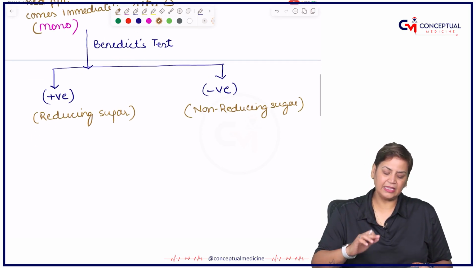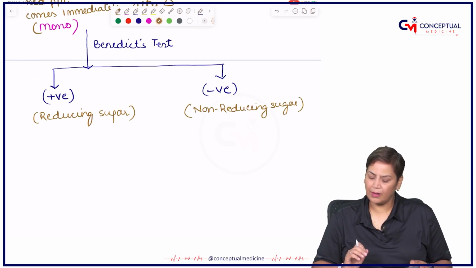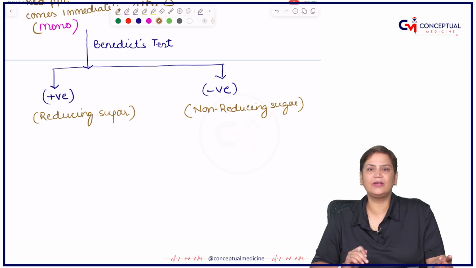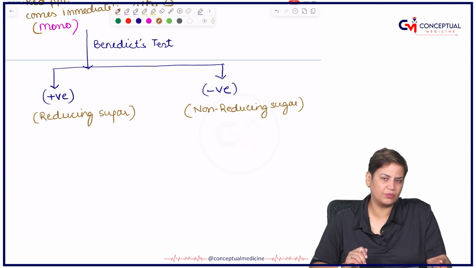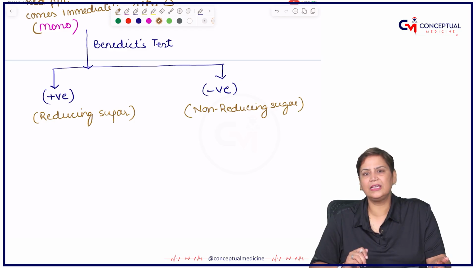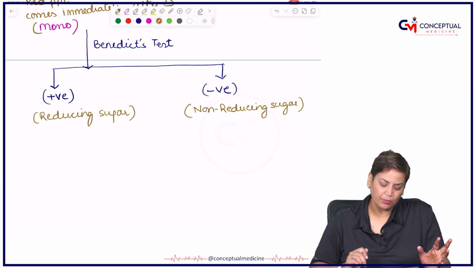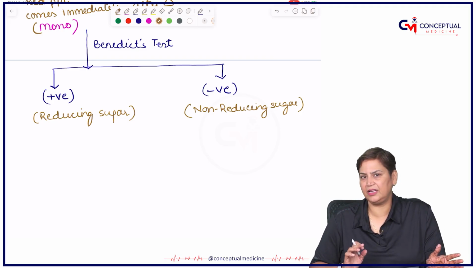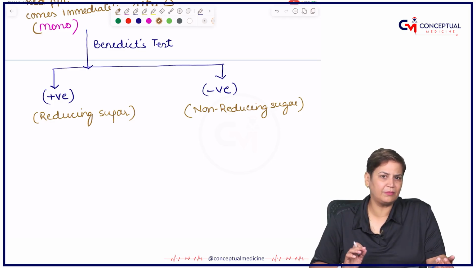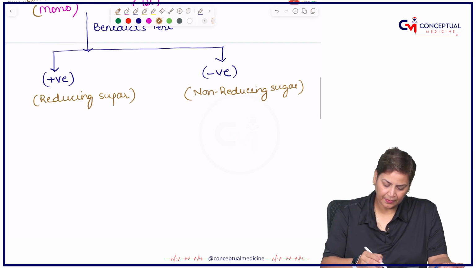Now there are certain specific tests also. Suppose you have been given a sample of glucose and fructose, because we know that glucose is an aldohexose and fructose is a ketohexose. Both are going to give the same reactions up to Benedict's reagent. So there has to be some test which can distinguish between an aldose sugar and a ketose sugar, and that test is Seliwanoff's test.